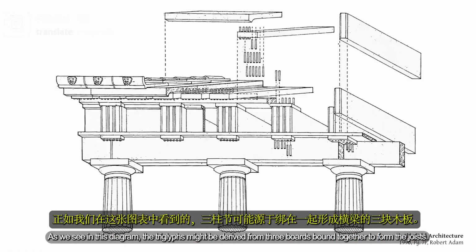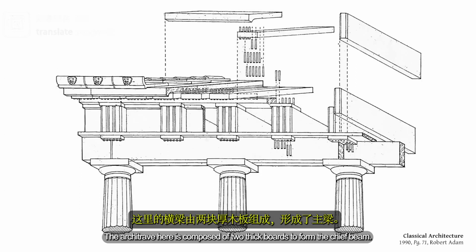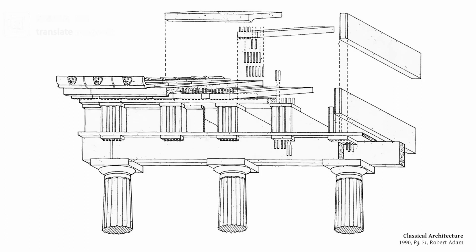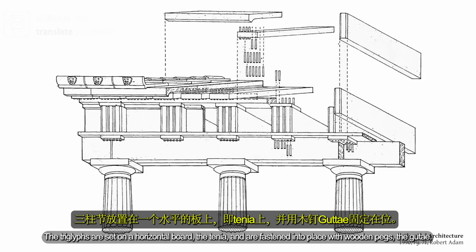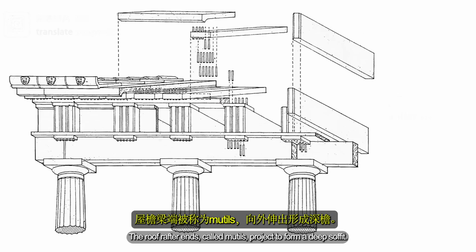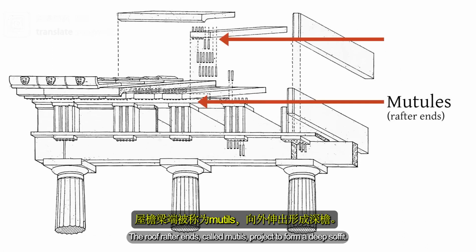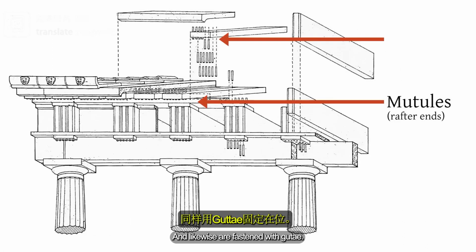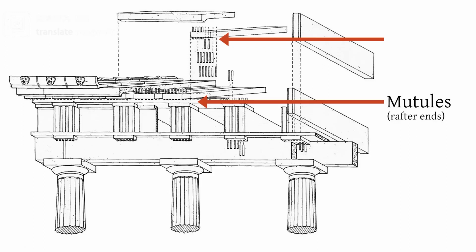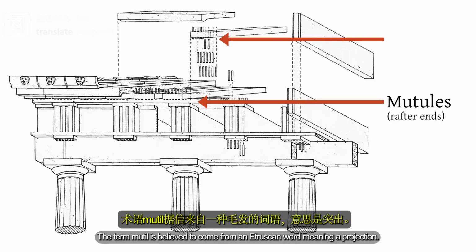As we see in this diagram, the triglyphs might be derived from 3 boards bound together to form the joists. The architrave here is composed of 2 thick boards to form the chief beam. The triglyphs are set on a horizontal board, the tinea, and are fastened into place with wooden pegs, the guttae. The roof rafter ends, called mutules, project to form a deep soffit, and likewise are fastened with guttae. The term mutule is believed to come from an Etruscan word meaning a projection.